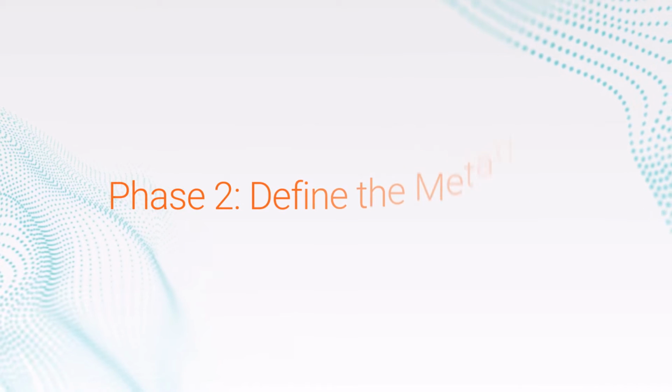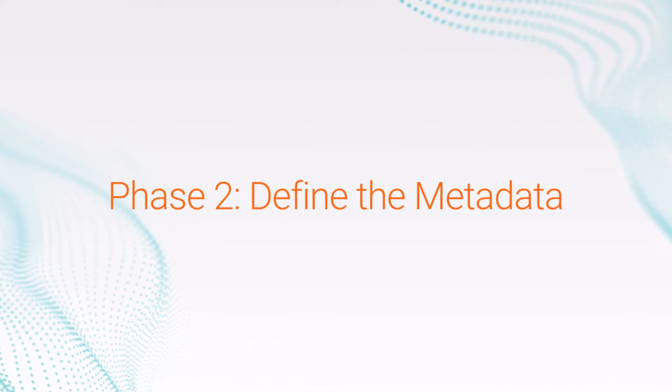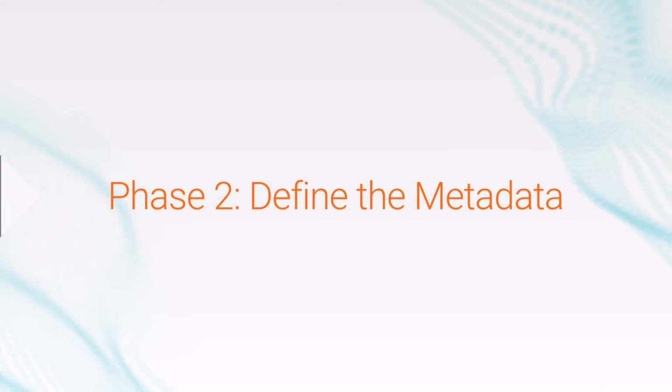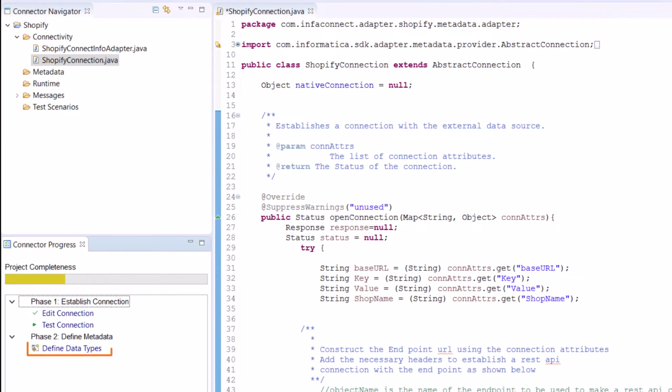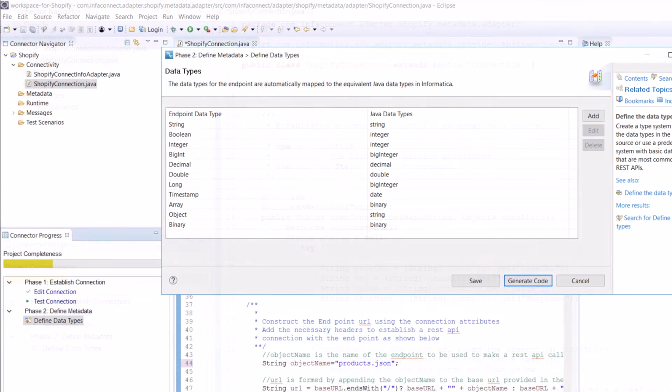In Phase 2, we'll add objects and define the metadata for the Shopify connector. First, let's define the data types. Informatica Connector Toolkit auto-populates the data types and maps them to the equivalent Java data types in Informatica. You can add, edit, or delete data types. Then generate the code.